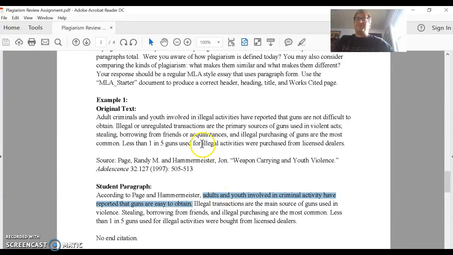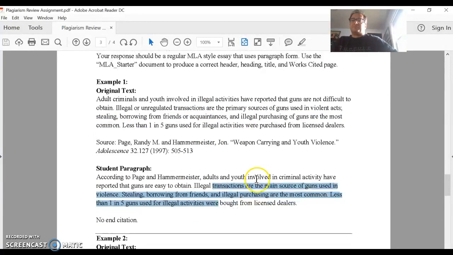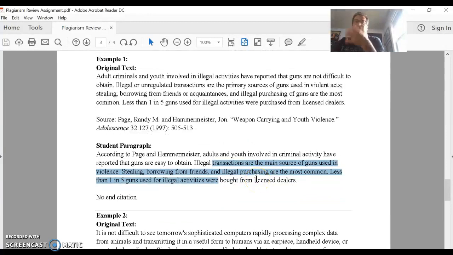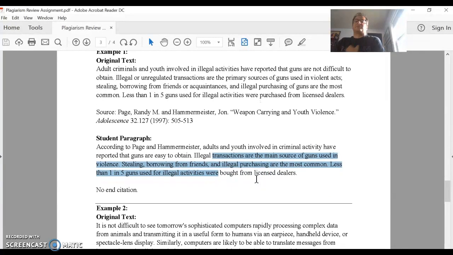What I was looking for you to do was to quote and compare, just to get into the text and analyze it, literally break it apart. So you see that the words adult criminals and youth just became adults and youth, dropping the word criminals, and illegal becomes criminal, and not difficult becomes easy. And if you look carefully, this goes all the way through. There were varying levels of how much you could cover this, but basically covering it enough to show that this was patch writing.